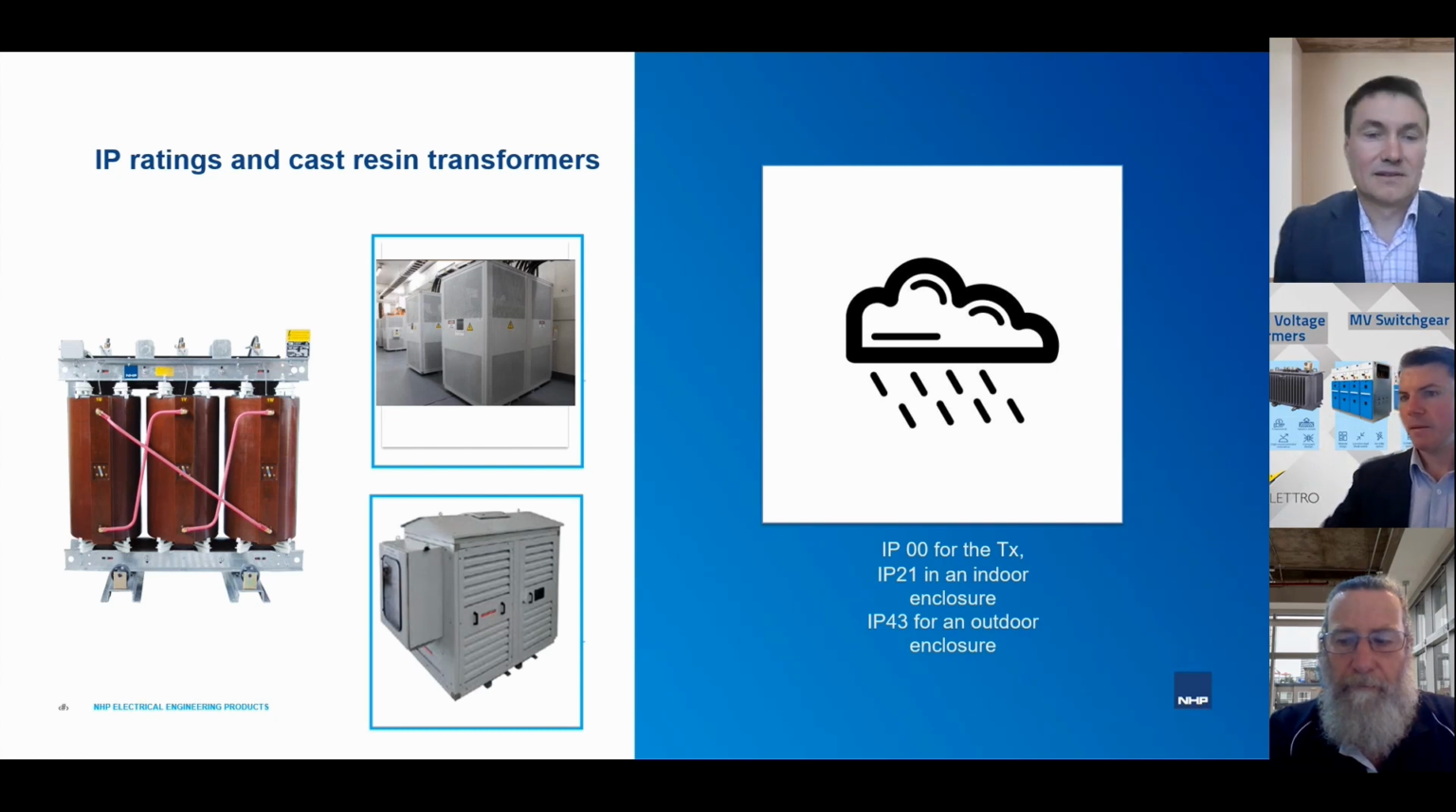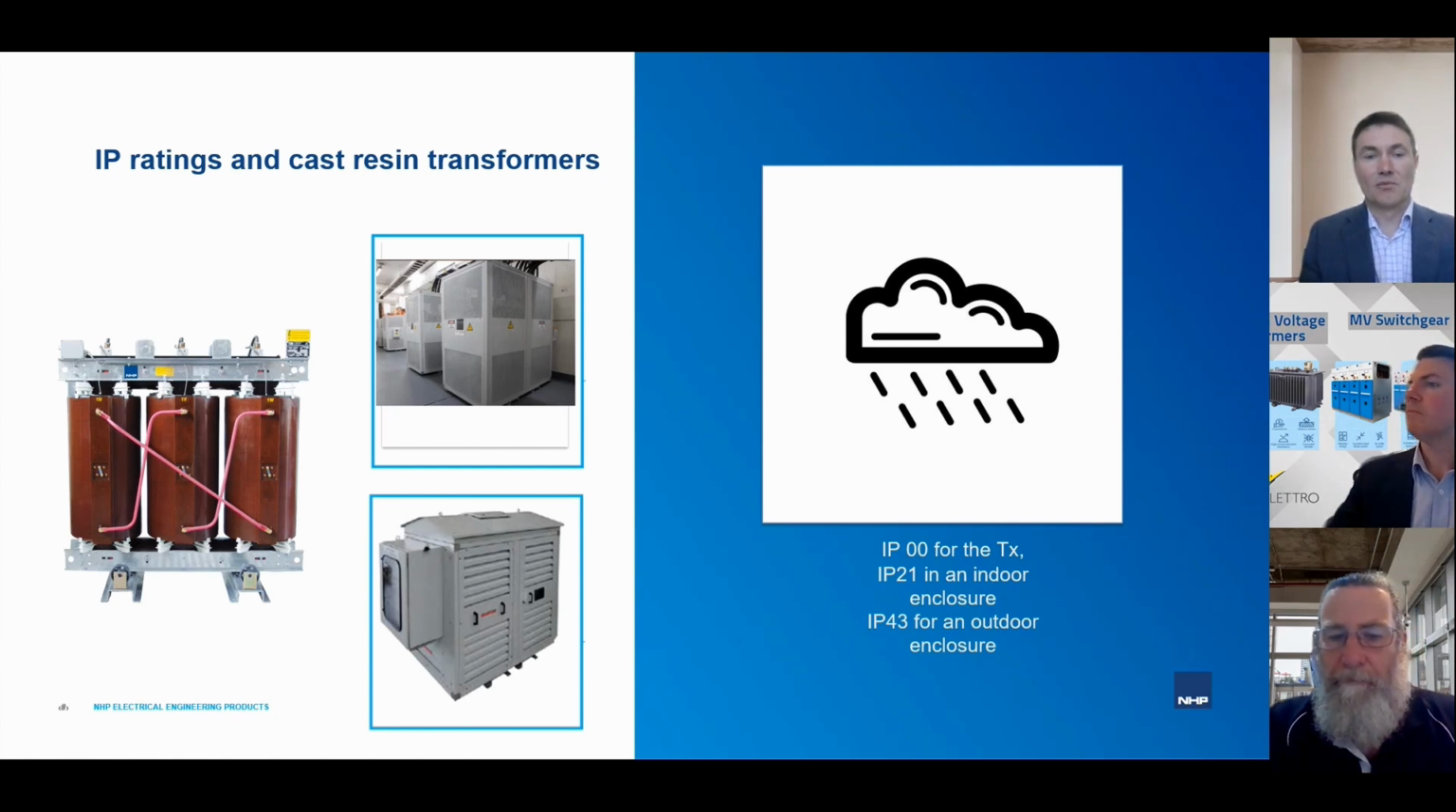Yeah. So it's good to summarize what was just said. The cast resin transformer on its own is an IP00 device, so it's not protected against weather conditions. When it's used indoors, it has to be housed in an enclosure for safety reasons, which is an IP21 enclosure. When it's used outdoors, the typical enclosure IP rating is IP43, that protects against vermin and against the rain. And if you have horizontal rain scenarios, then you need to go to IP44.